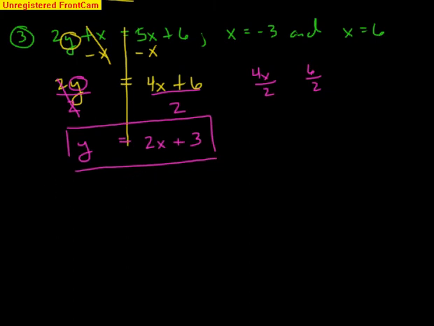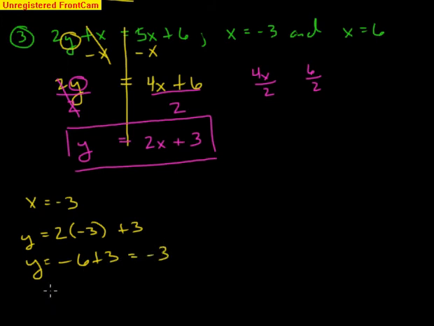Let's go ahead and plug in our x values. Let's start with x equals negative 3. y equals 2 times negative 3 plus 3. Again, notice, every time I substitute in for x, I use parentheses. So 2 times negative 3 is negative 6, and negative 6 plus 3 is negative 3. So again, in point form, when x is negative 3, y is negative 3.